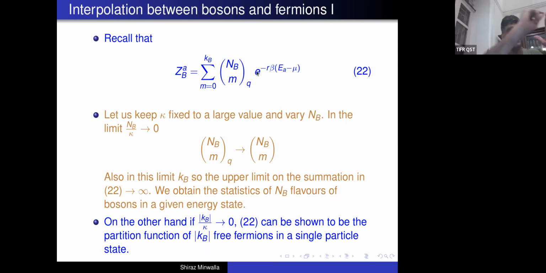But in the other limit, the limit where k is taken to be not very large but very small, in that limit, it turns out that these q deformations turn into the chooses that you would get for Fermi statistics. Okay, in fact, you recover the partition function of k_B free fermions in a single particle state.